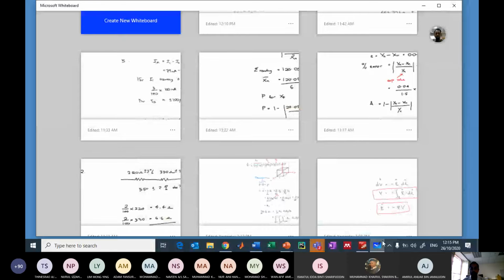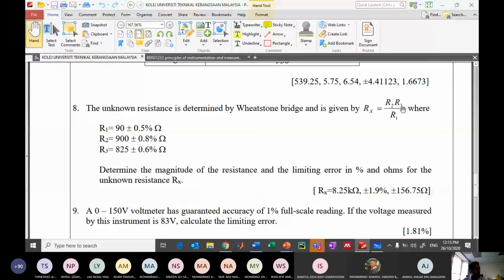So Rx equals R2 multiplied by R3 divided by R1, and then we have the following error. Now if you look, this is the percentage error. So if you add 0.5 plus 0.8, you get 1.3%. 1.3 plus 0.6, you get 1.9%. Already directly you get the answer for the percentage of error.